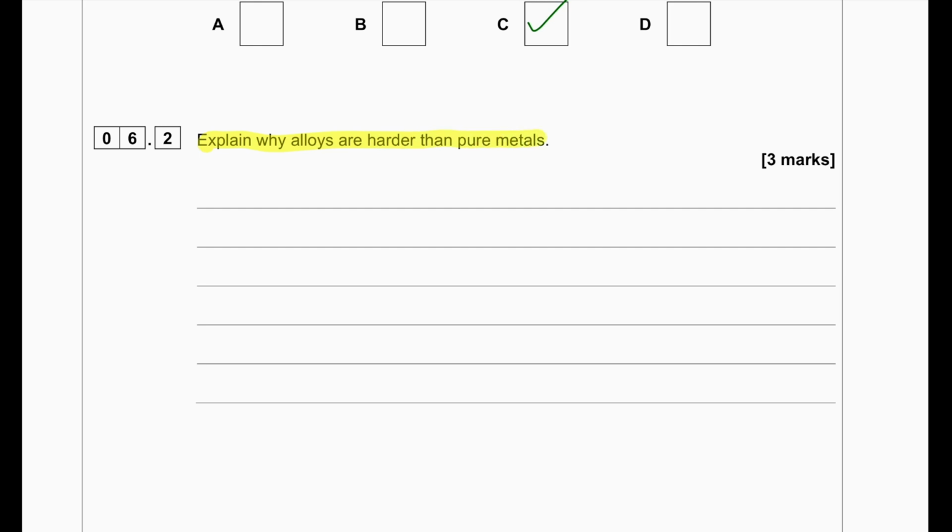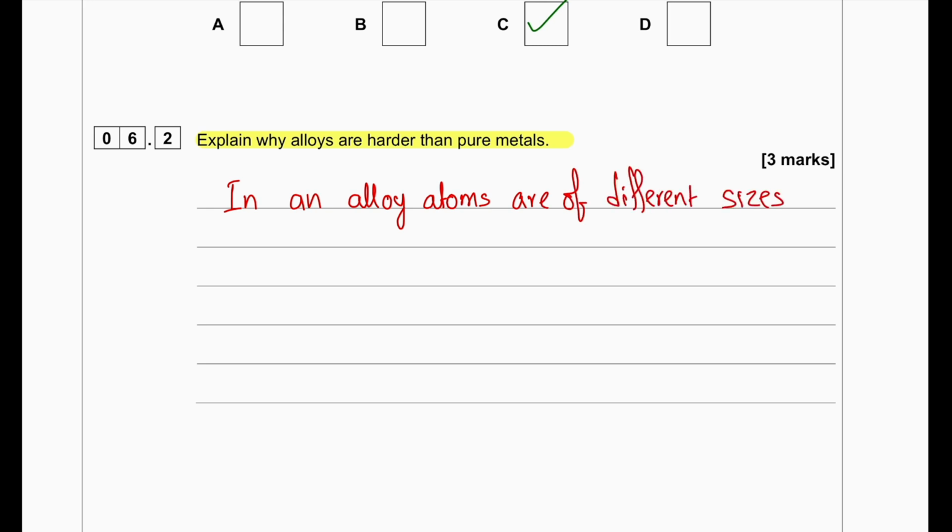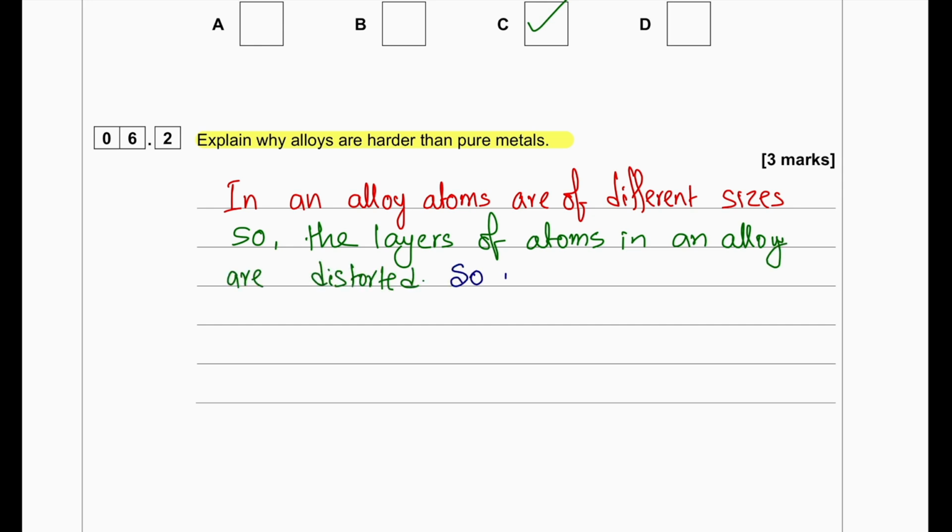Explain why alloys are harder than pure metals. In the alloy, the atoms are of different sizes. So the layers of atoms in an alloy are distorted. And as a result, these alloy layers cannot slide over each other. They cannot slide easily over each other, compared to the pure metal that they are made from.